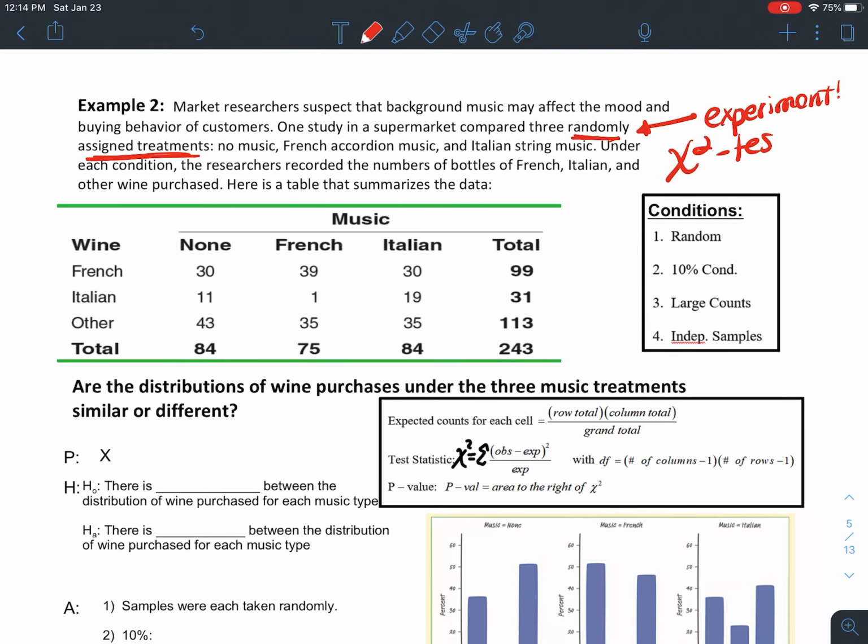I know for sure I'm going to be using the chi-square test for homogeneity. Okay, they played no music in one supermarket, French accordion music in another, and Italian string music in the third. Under each condition, the researchers recorded the number of bottles of French, Italian, and other wine purchased. Here's the table that summarizes the treatments.